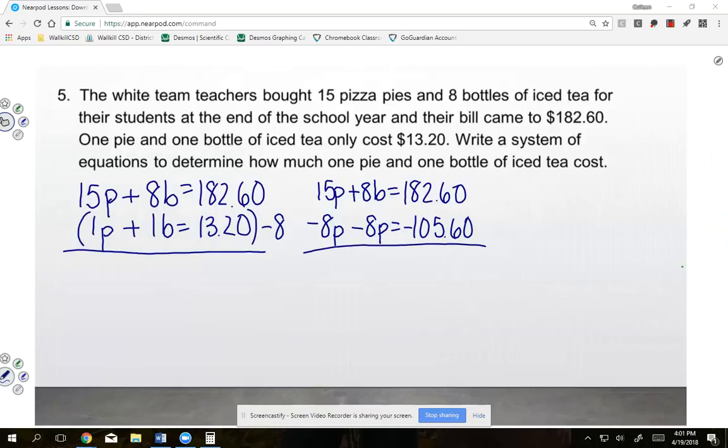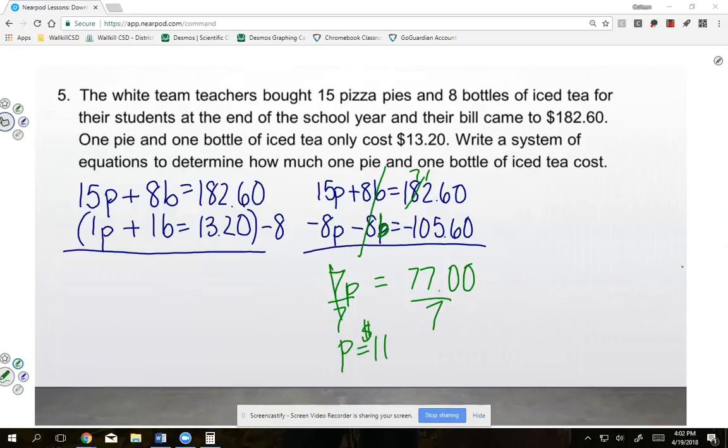And now we can use the process of elimination. We eliminate the 8b's. 15 minus 8 is 7p equals, cancels. Borrow, 12 minus 5 is 7. 7 minus 0 is 7, and the 1's cancel out. Divide by 7, and each pizza pie equals $11.